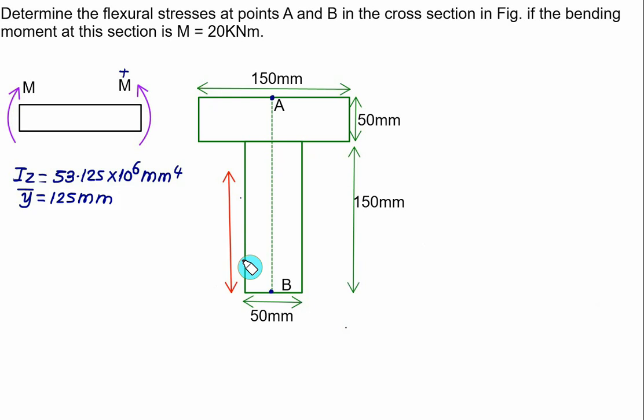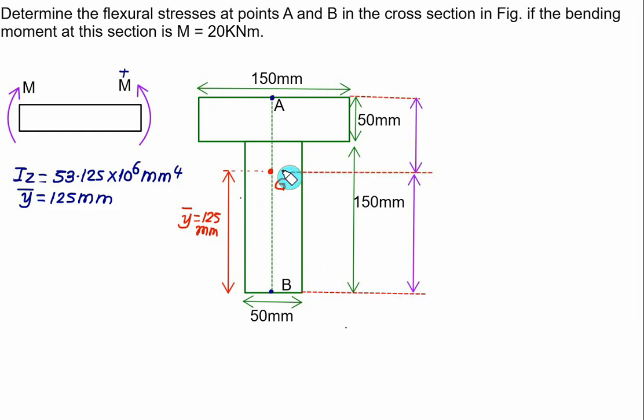One more time, from the bottom I will mark here the distance y bar, which is equal to 125 mm. Correspondingly we can mark the position on the axis of symmetry. This is the resultant centroid G. Through the centroid we will set up our axis system, which is a standard procedure. Horizontal axis is Z, vertical axis is Y. Total distance from the bottom is 150 plus 50, which is 200. Centroid from the bottom is 125.